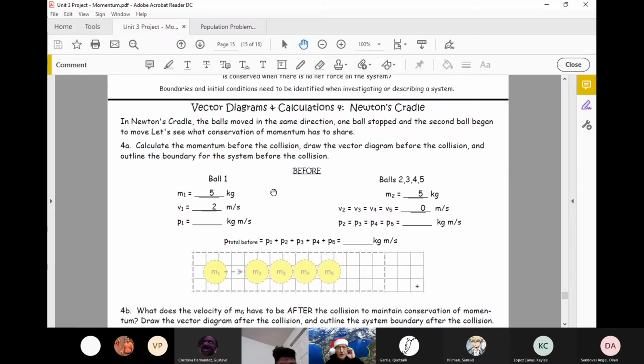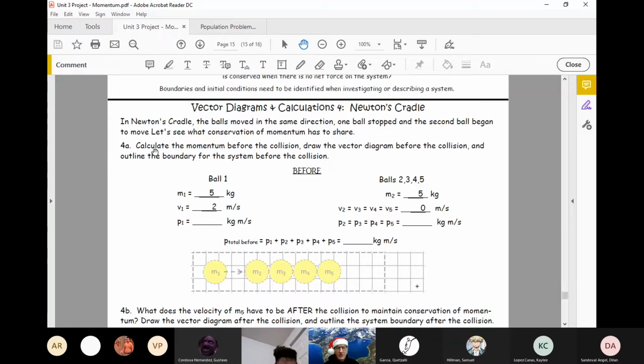So we're going to look at how we can use vector diagrams and make calculations of momentum to demonstrate what's happening in Newton's cradle. In Newton's cradle, the balls moved in the same direction, in this case to the right. One ball stopped, and the second ball began to move. Well, actually, the fifth ball began to move. Let's see what conservation of momentum has to share. So what do they want us to do?